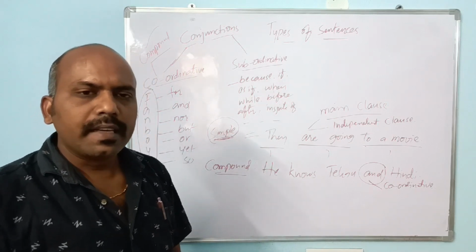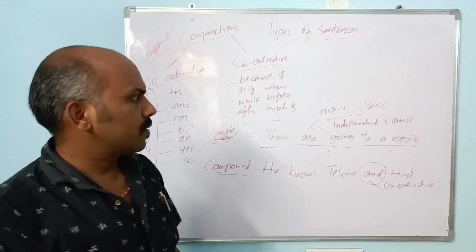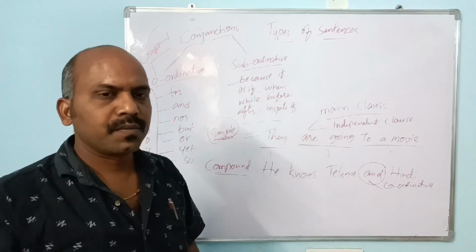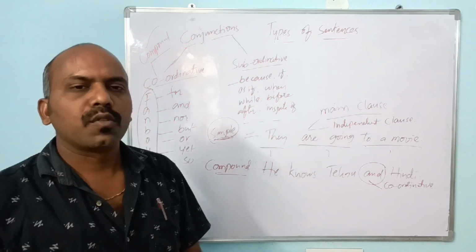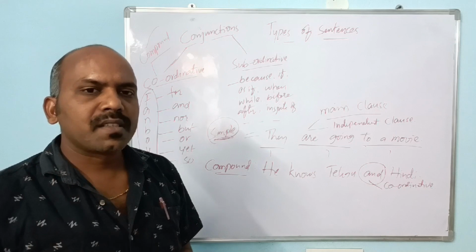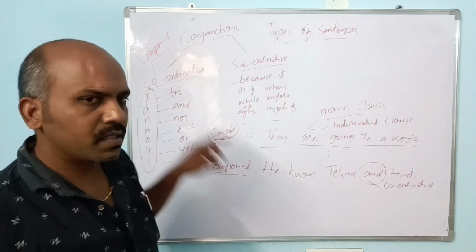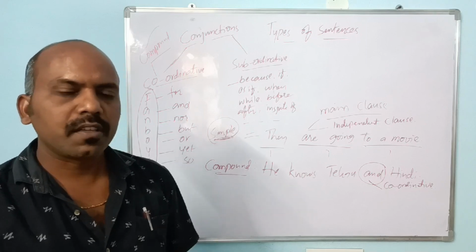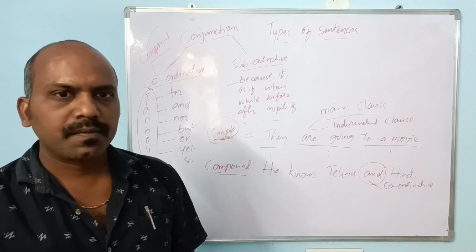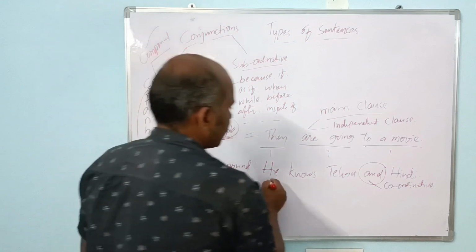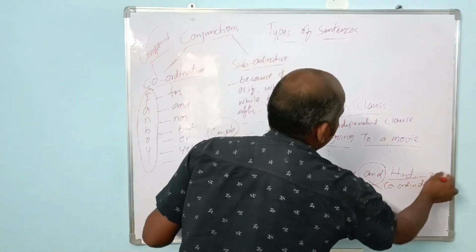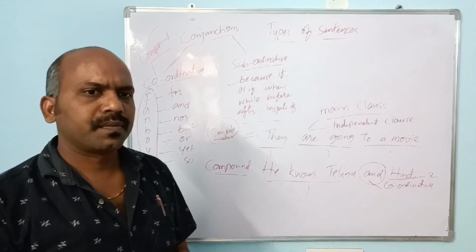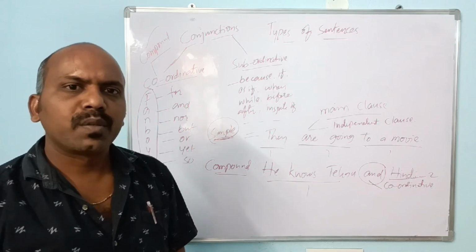Any two or more simple sentences, main classes or independent classes, must be joined with coordinative conjunctions only. Then the total sentence comes under a compound sentence. If you want to join many, no problem. So that is about the compound sentence.